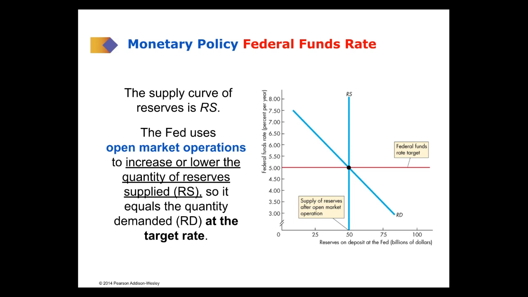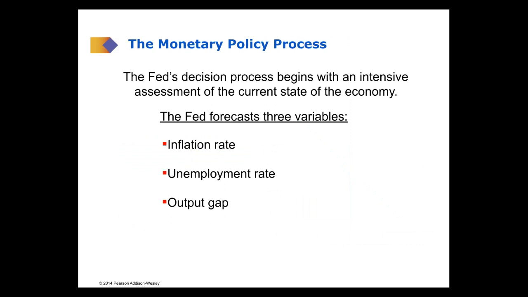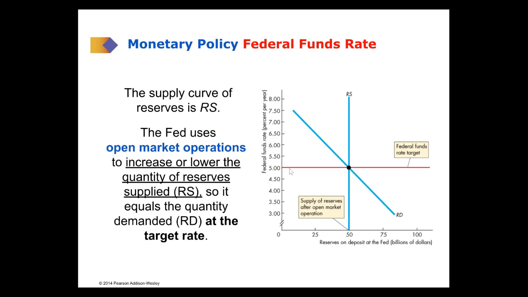So let's say they wanted to change the rate, well, what they would do is they would change the target. Maybe they would lower it to 4, and then they would have to conduct open market operations to have more reserves supplied. So the new equilibrium point would be at a point where this intersection happens at 4 instead of happening at 5. And so that's how the Fed uses the quantity of money and open market operations to have the actual federal funds rate equal the target federal funds rate.